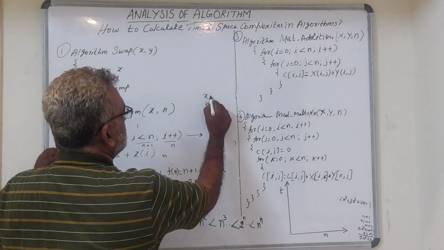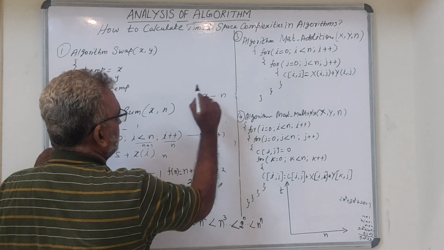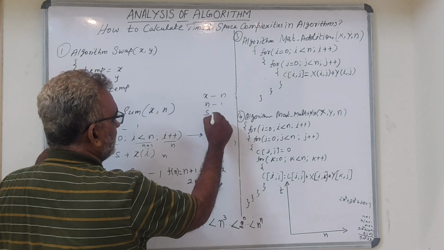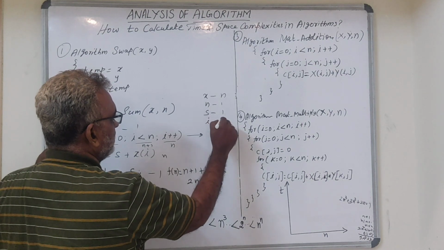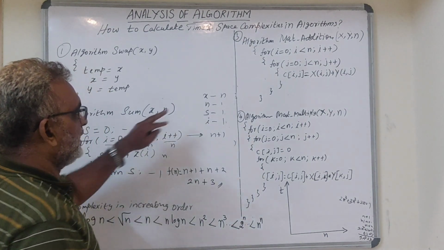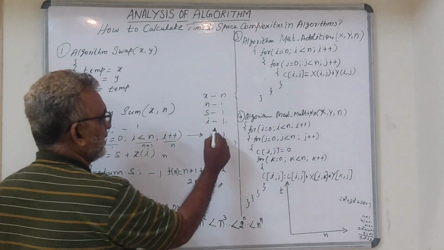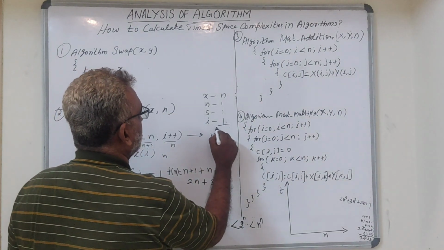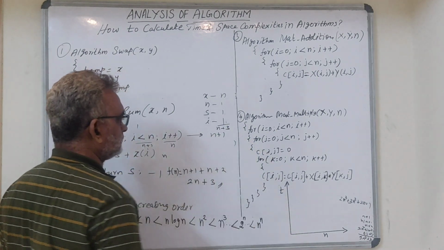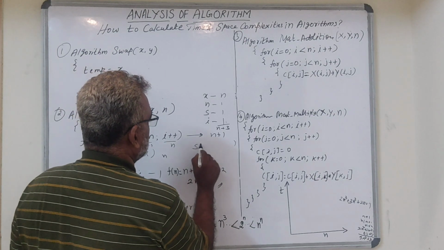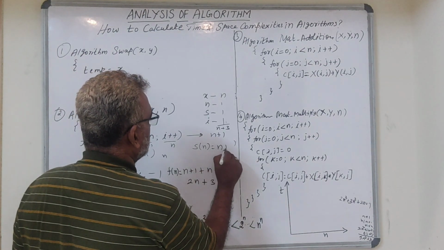So x is an array, so it contains n number of elements, but n is a scalar variable, s is also a single simple variable. So we have 3 simple variables, that is scalar variables. So totally we have n plus 3. Okay. So n plus 3, S of n is equal to n plus 3.